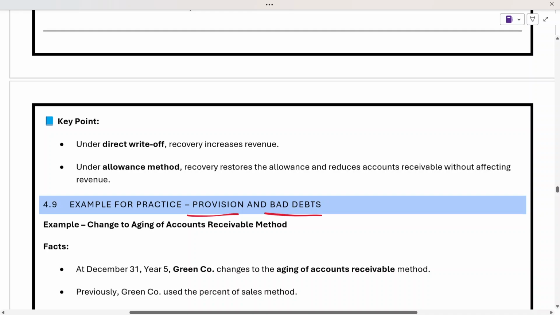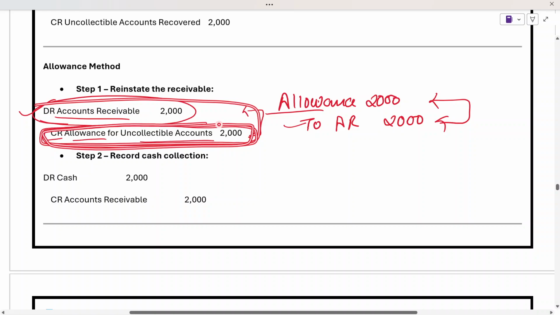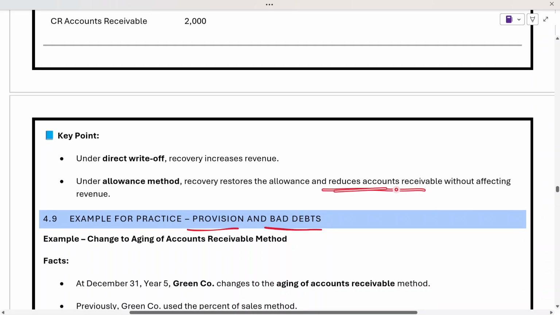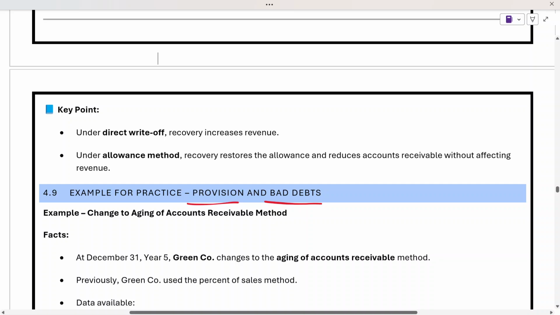Now what is the key point here? The key important point is that in the direct write-off method your revenue increases, as you saw, but in the allowance method the recovery restores the allowance. We saw that when the recovery was done, this allowance was restored. Allowance is a credit account, so this has been credited again, and it reduces the accounts receivable without affecting the revenue, and you receive the money from your debtors, so that has reduced your accounts receivable. But overall, whatever entry you have passed before, you need to reverse that here, which we had seen, and try to understand.